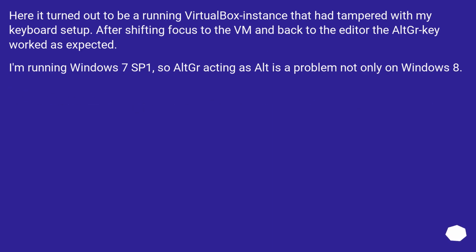Here it turned out to be a running VirtualBox instance that had tampered with my keyboard setup. After shifting focus to the VM and back to the editor, the AltGr key worked as expected. I'm running Windows 7 SP1, so AltGr acting as Alt is a problem not only on Windows 8.